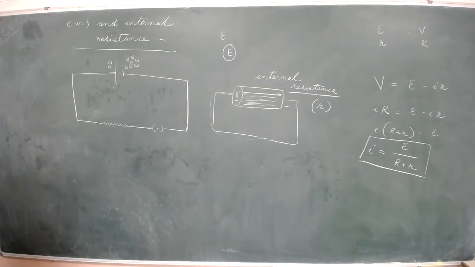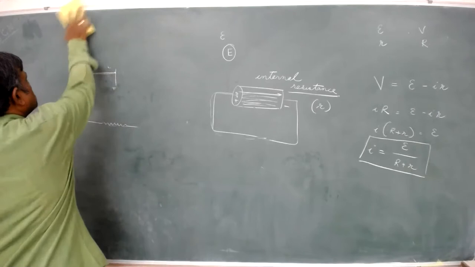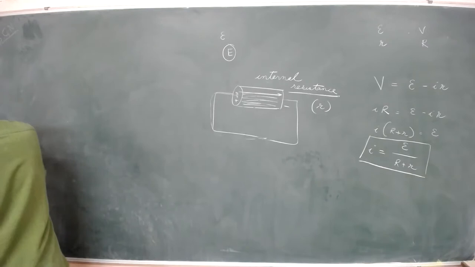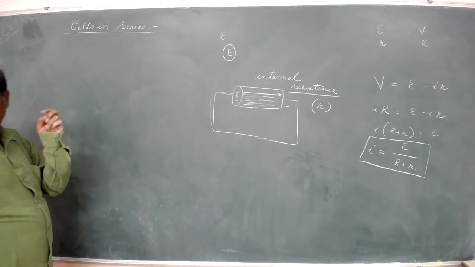Now, cells in series. In the series combination of cells, what happens? This is what we have to know now. Cells in series combination.